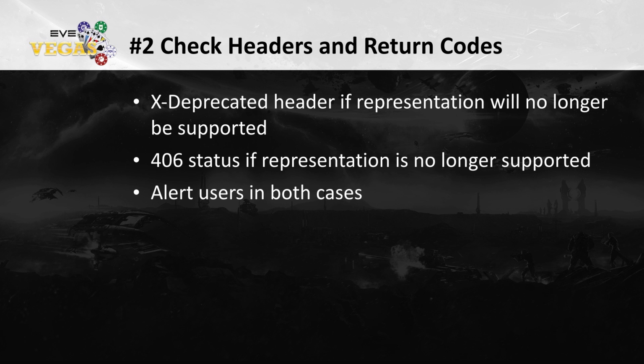And then sometime later, once version 3 is completely deprecated, the CREST will return a 406 status code to say, I don't know what you're talking about. And it will return the 406 whether you ask for a representation which is no longer supported, or you just ask for a representation the CREST doesn't know about. If you get the name wrong, you'll get a 406. If you ask for a representation which is no longer supported, you'll get a 406. And in that case, you should alert your user. You should say, I'm making a request to the CREST. It used to work. Now it doesn't work. You should get an updated version of your application.